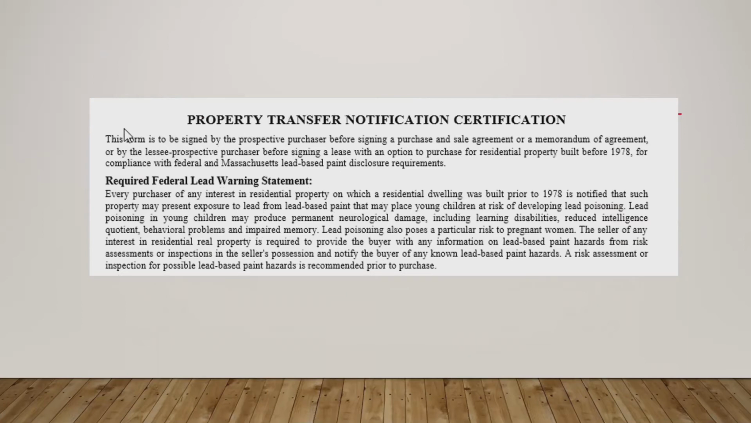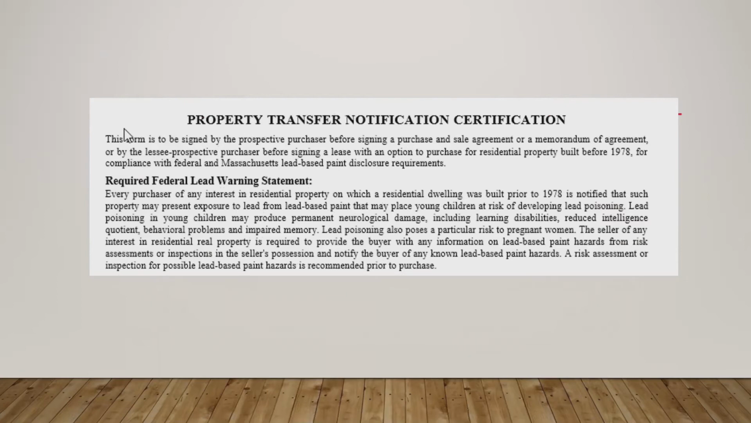It then goes on to explain the warning. It says every purchaser of any interest in residential property in which a residential dwelling was built before 1978 is notified that such property may present exposure to lead from lead-based paint that may place young children at risk of developing lead poisoning. Lead poisoning in young children may produce permanent neurological damage, including learning disabilities, reduced intelligence quotient, behavioral problems, and impaired memory. Lead poisoning also poses a particular risk to pregnant women.